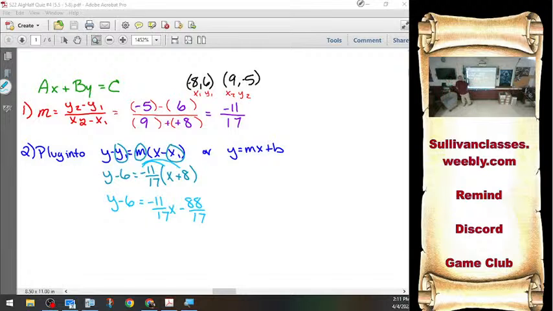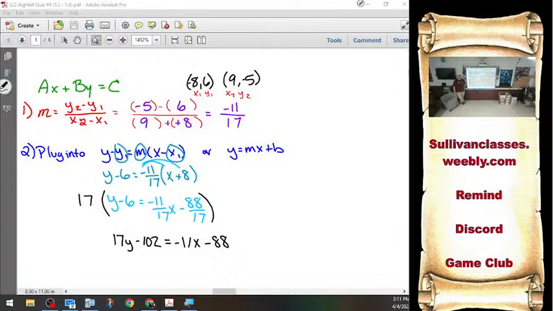Okay. In fact, I'm kind of a fan of that last one. Denominators are evil. We don't like them. Make them go away. Multiply the whole thing by 17. Turns it into 17y minus 102 equals negative 11x minus 88.